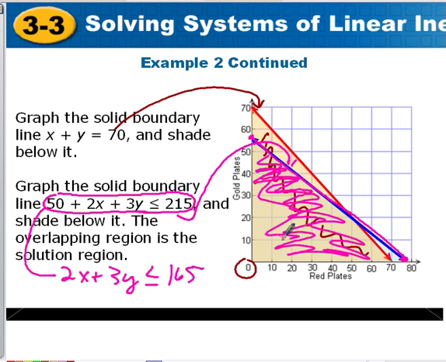So we've basically graphed those inequalities, and that gives us our possible solution set. So that means any point in that solution set will satisfy all of those constraints we have of number of items or number of plates we want to make, as well as the amount of money that we want to spend.